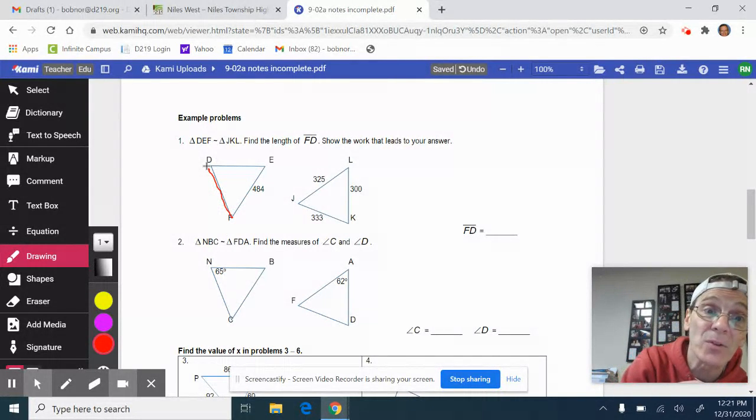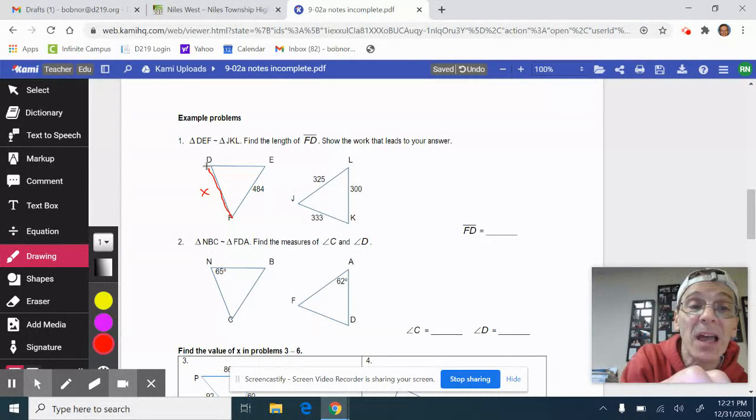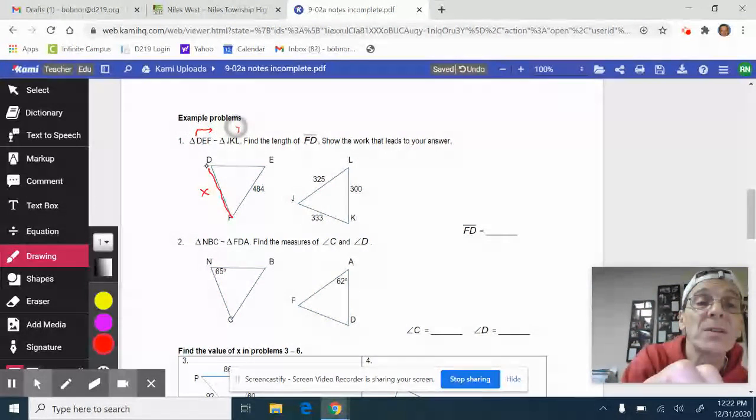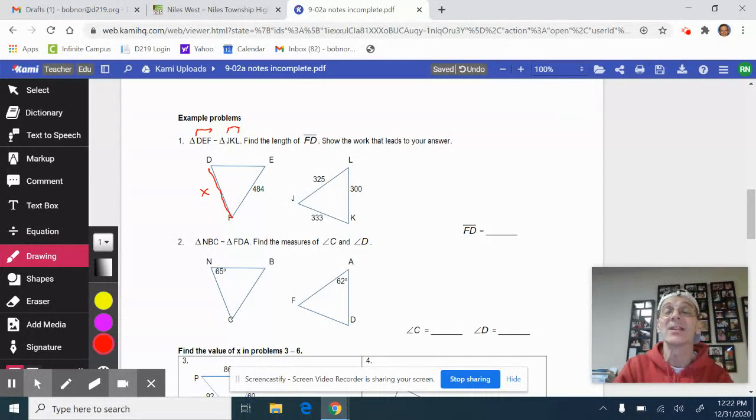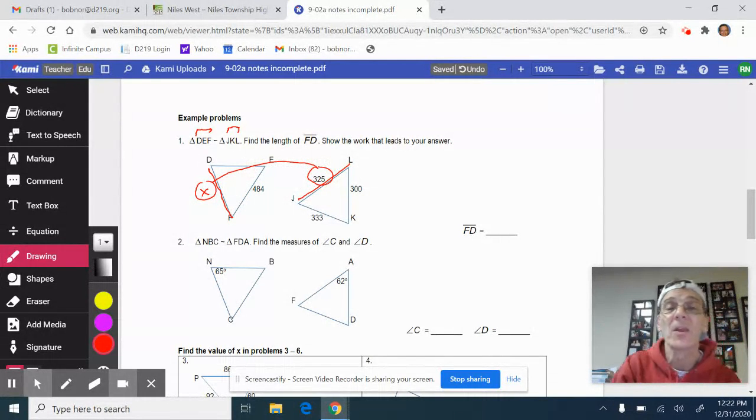Let's use some algebra to set up a variable for the length of FD. And what does FD correspond to? See, the names tell us. F and D are the third and first letters in this triangle's name. It must correspond to side LJ in the other triangle. LJ is here. What I like to do is physically connect my variable to the length that it corresponds to from the other triangle.